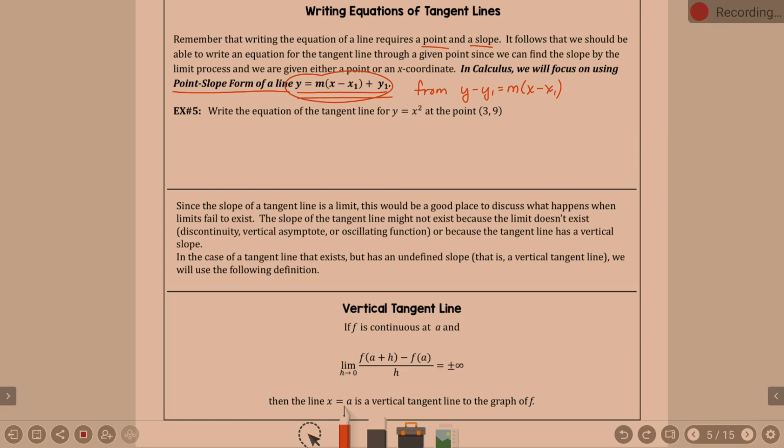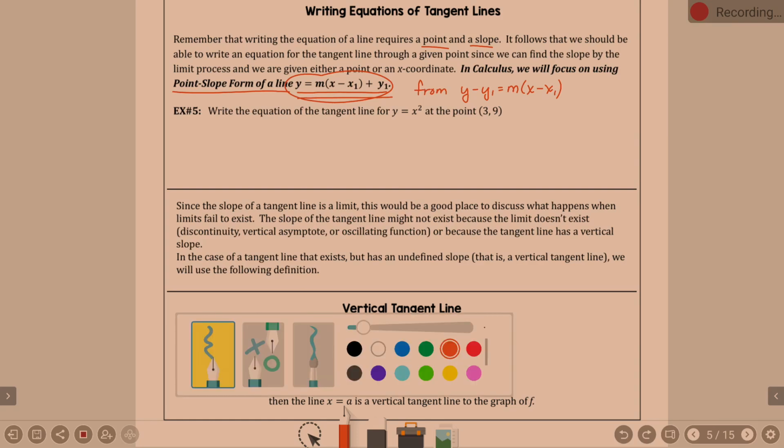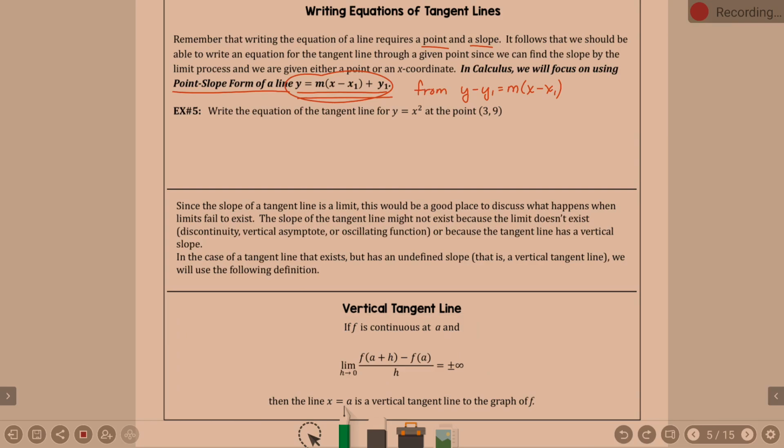Okay, so example 5 real quick. Write the equation of the tangent line for y equals x squared at the point (3, 9). Well, we already have all the information we need here. They gave us the point. What else do we need to write the equation of the tangent line? The slope. What do we know about the slope?